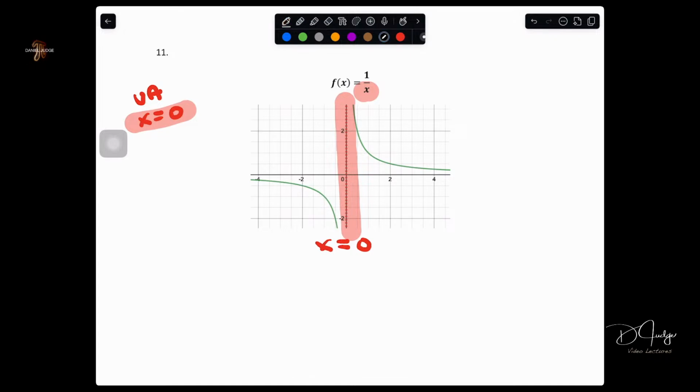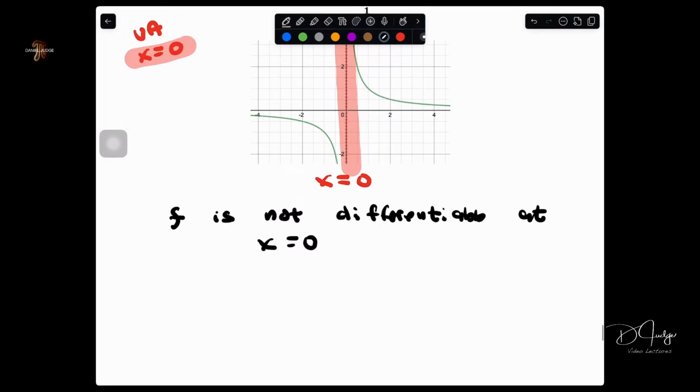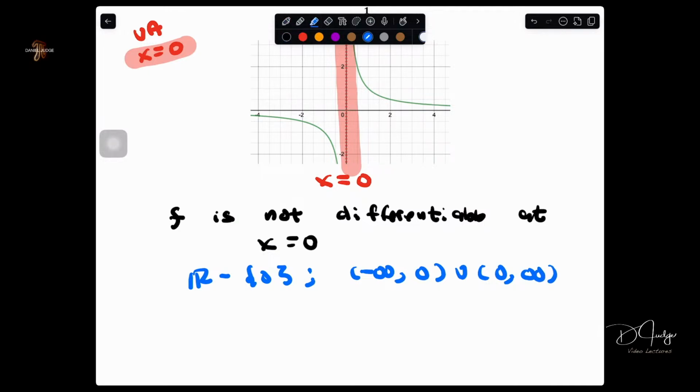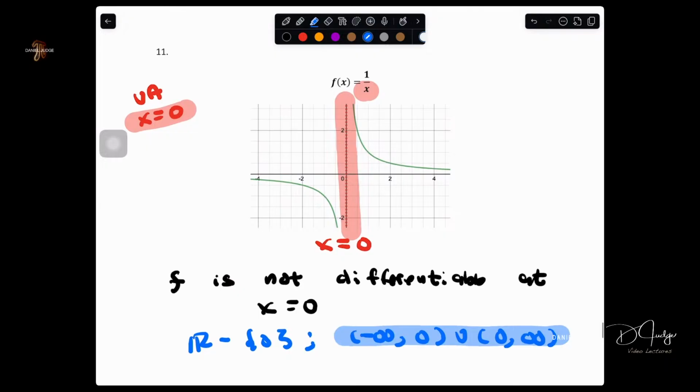Well, functions are not differentiable at a vertical asymptote. So we say f is not differentiable at x equals 0. So it's differentiable everywhere else. We take all real numbers, we throw out 0. And so interval notation is negative infinity up to 0 union 0 up to infinity. This is the interval for which this function is differentiable. It's everywhere but 0 because it has a vertical asymptote.